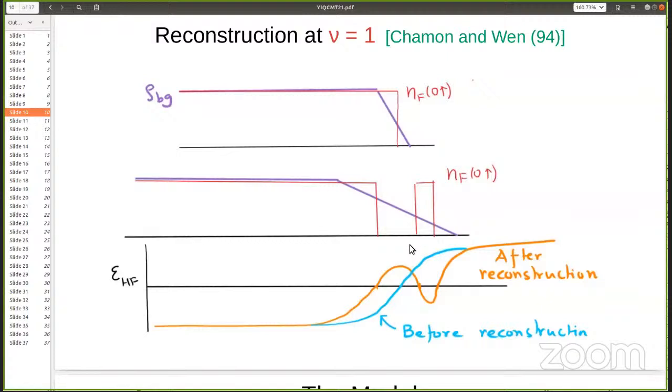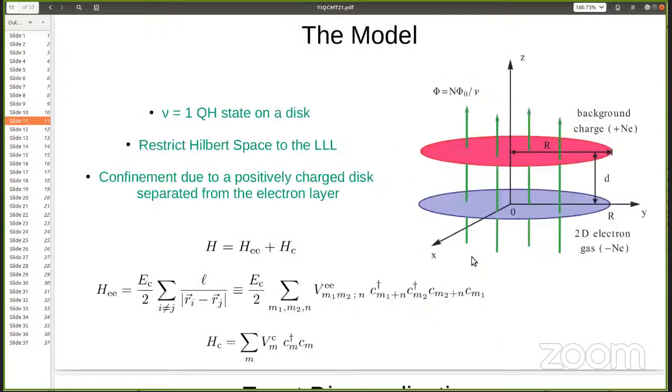So we decided to study this problem again, and we are going to employ the disk geometry with a fixed number of electrons, and the confining potential is going to be generated by a parallel plate capacitor model. We will restrict ourselves to the lowest Landau level, and so the Hamiltonian is just this confining potential with the Coulomb interactions.